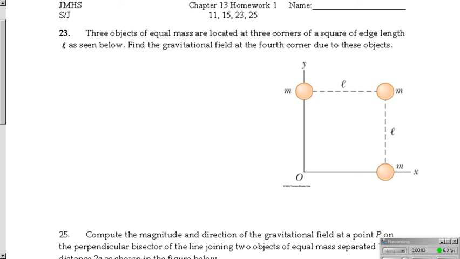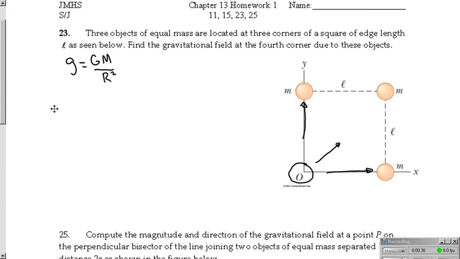We are looking at question number 23 from Chapter 13, homework number 1. We're finding the gravitational field at this corner of this arrangement due to the other objects. This object over here will have a gravitational field going this way. This object here will have a gravitational field going this way at this point. And up here, we've got a gravitational field going this way. The magnitudes of those gravitational fields are all given by g equals GM over r squared.